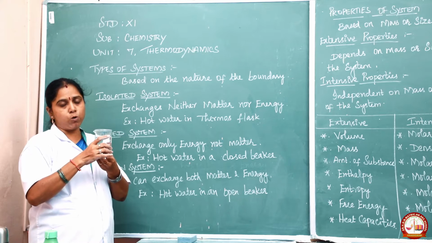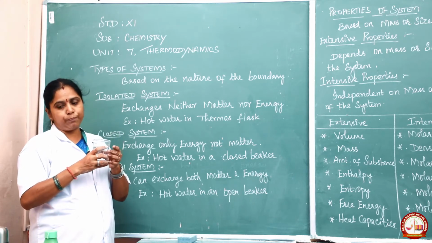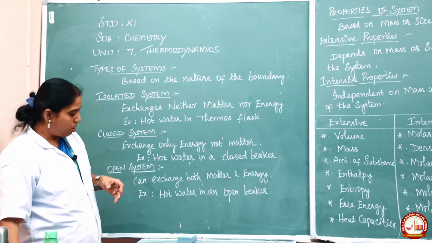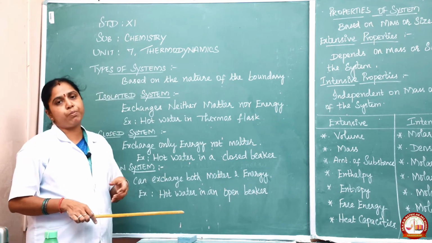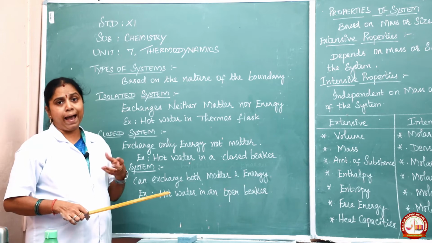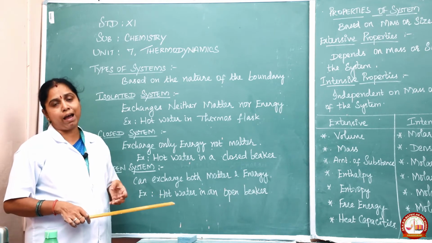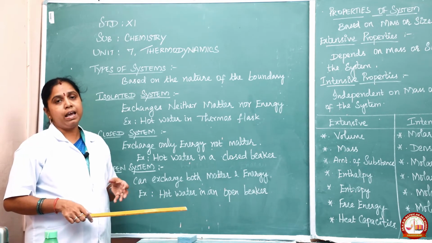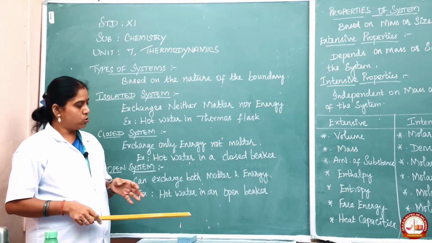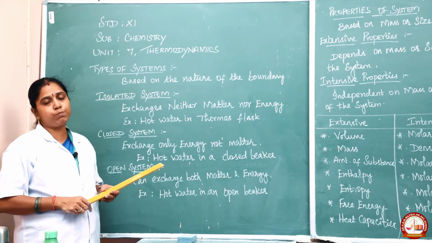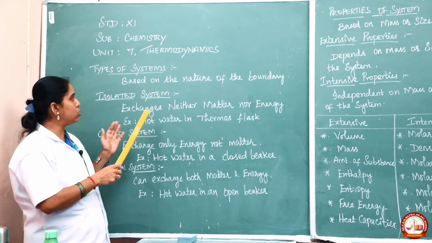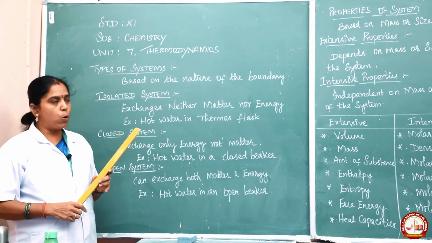That is about the open system, and almost all the processes taking place in nature are based on the open system, as both matter and energy are exchanged in this case. So that is about the open system. These are the three types of systems which are classified based on the nature of the boundary.